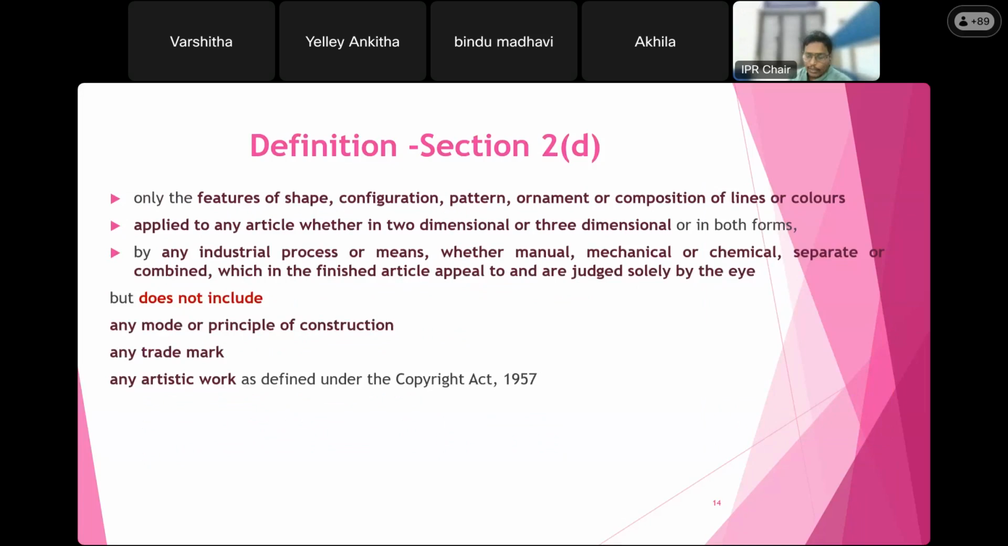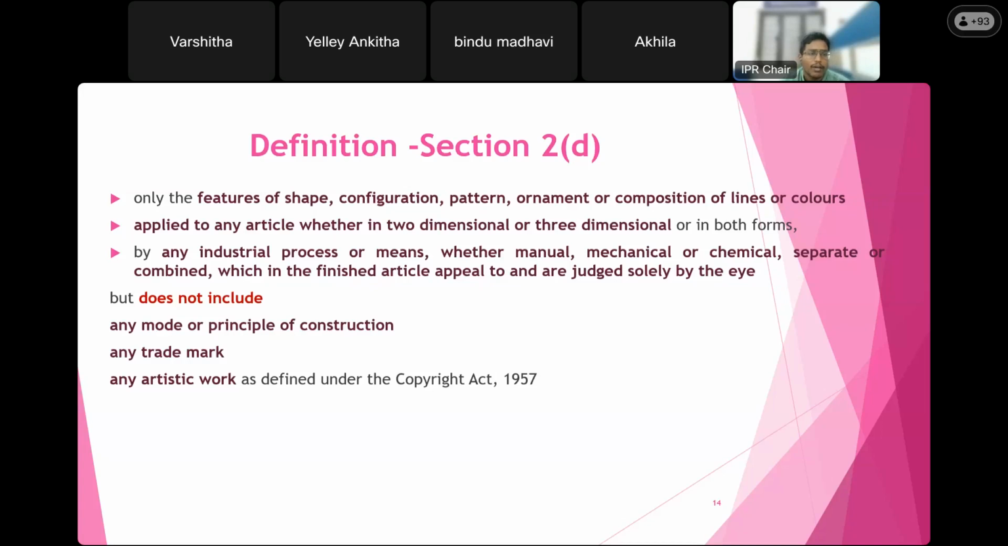Now, when it comes to the definition of the industrial design: only the features of shape, configuration, pattern, ornament, or composition of lines or colors applied to any article, whether in two-dimensional or three-dimensional or in both forms, by any industrial process or means, whether manual, mechanical, or chemical, separate or combined, which in the finished article appeal to and are judged solely by the eye. I will take each and every part and explain.